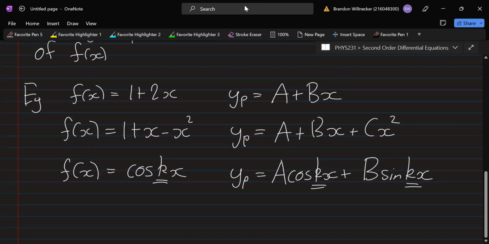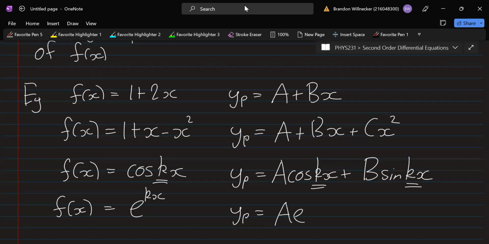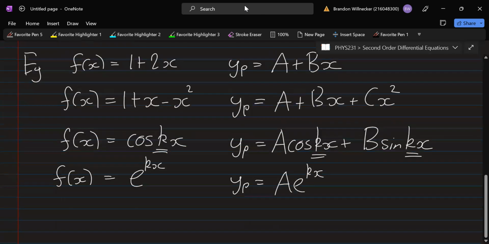Similar with an exponential. Let's say we have f of x equals e to the kx. Then the particular solution will be a e to the kx. Again, the k is fixed in both cases, but the constant a is unknown.